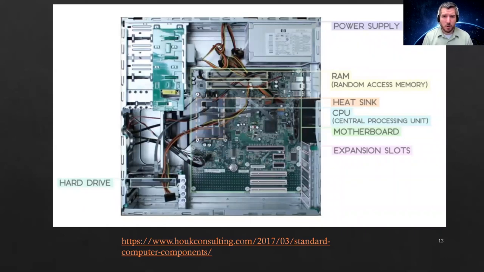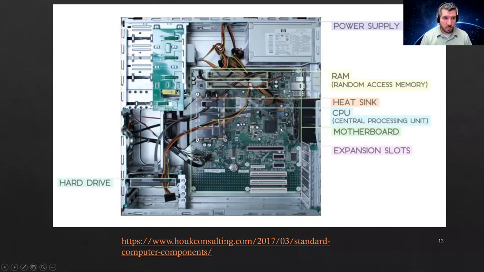If you open up a desktop computer, you're going to see something like this. You'll have a power supply. You'll have some slots for the RAM here. You'll have a heat sink that's usually either going to be covering or underneath the central processing unit, because that gets really hot when it's doing a lot of those calculations. And then the motherboard you can think of as just holding everything together. So that's all the way around this big square. It just connects everything together. You can think about it like that.